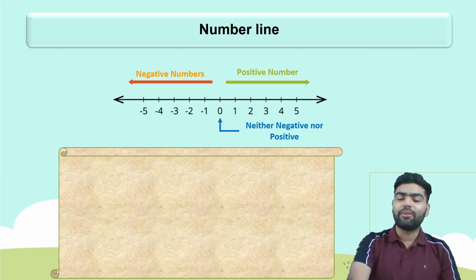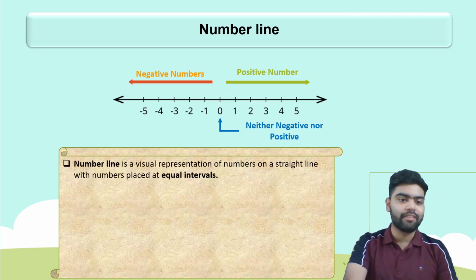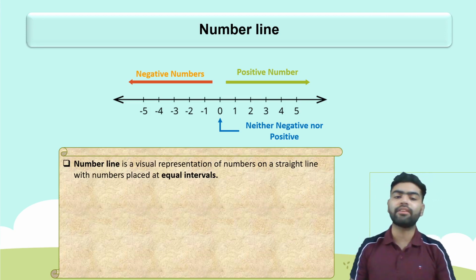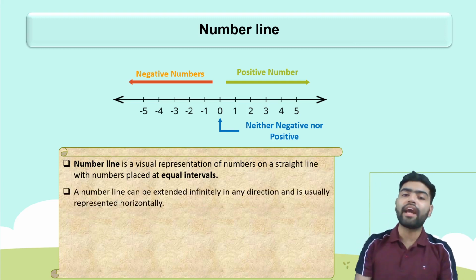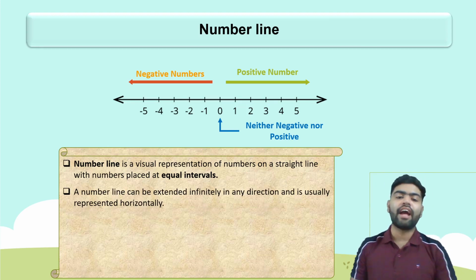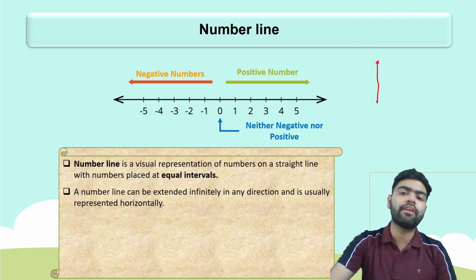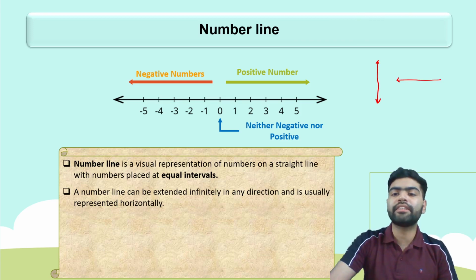All right, so let's see some facts about the number line which you should be remembering while attempting the various questions. So what is a number line? Number line is a visual representation of numbers on a straight line with numbers placed at equal intervals. Then a number line can basically be extended infinitely in any direction and is usually represented horizontally. Okay, generally you do not see number lines represented in a vertical manner. Okay, they're always represented in this manner.